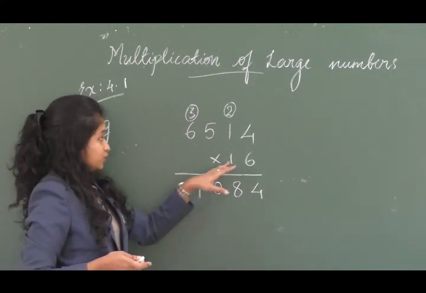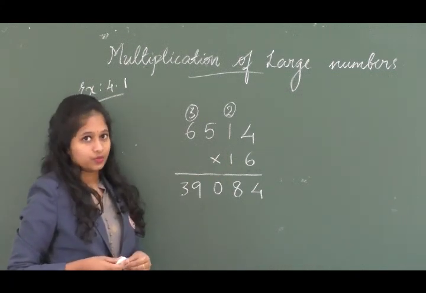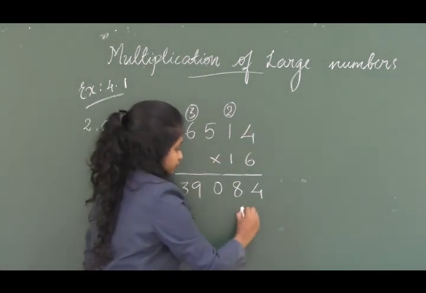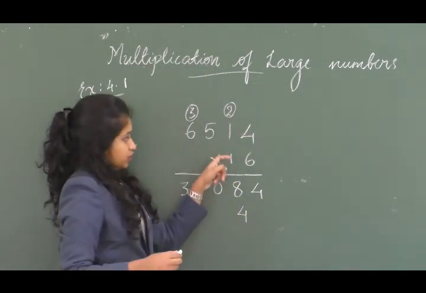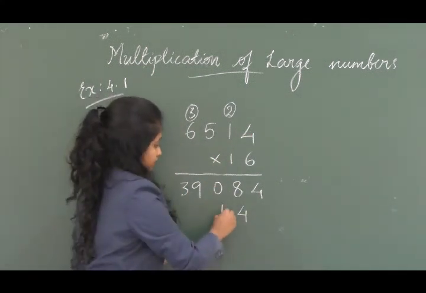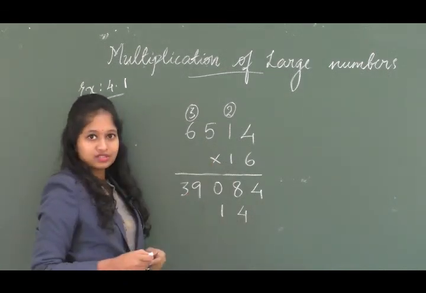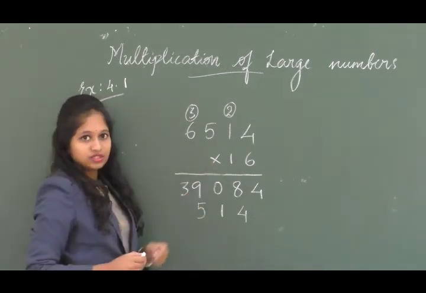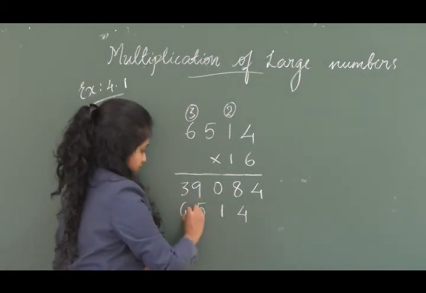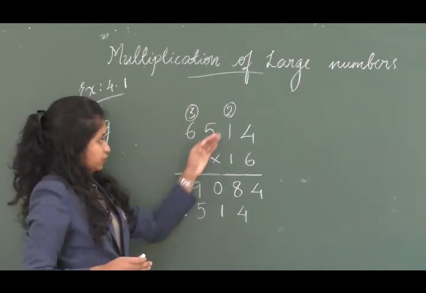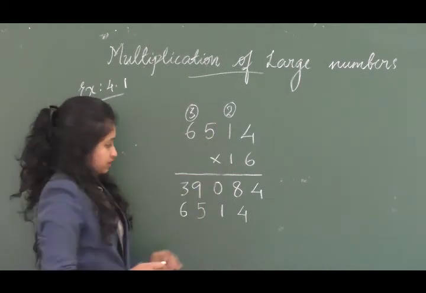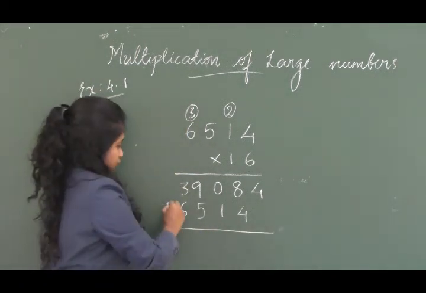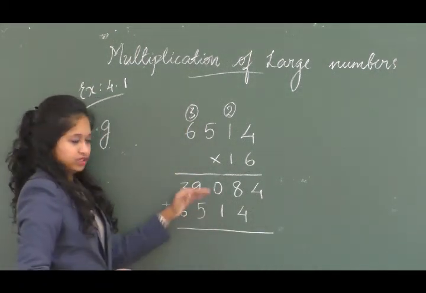Is it over? No. We have to multiply with 1 also. 1 into 4 is 4. 1 into 1 is 1. 5 into 1 is 5. 6 into 1 is 6. Write like this. And now as the last step we have to add both these numbers.